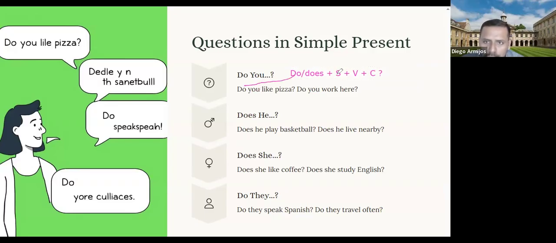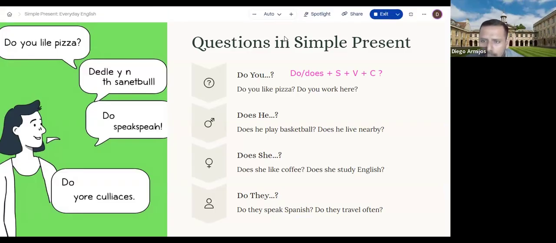This is how it works, okay? For example, do, the subject you, the verb like, and the complement pizza. Okay? The same here, for example, does, the subject is he, the verb is play, and the complement basketball. Okay? You have an idea how to make questions properly or correctly. Okay? Fantastic. Now let's continue. All right. Let's delete it. Déjame borrar esto para continuar.